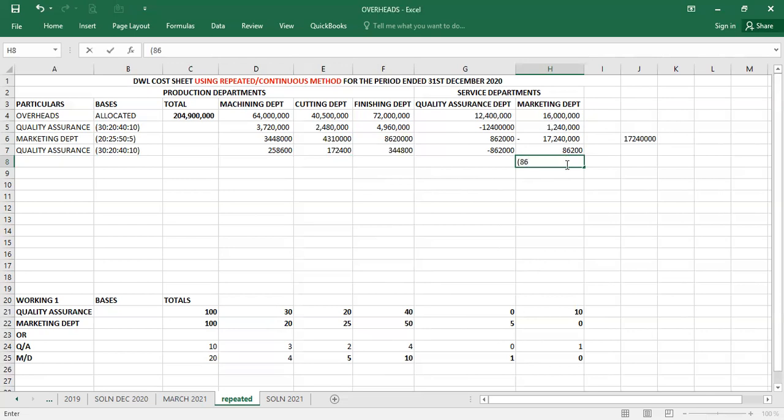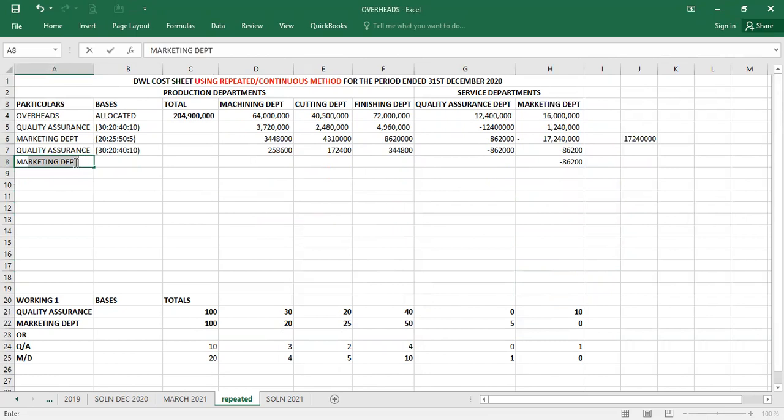It is 86,200. So when it becomes a negative, oh, sorry. Control Z. I'm leaving that figure there because it's the one I used to compute some of those figures there.